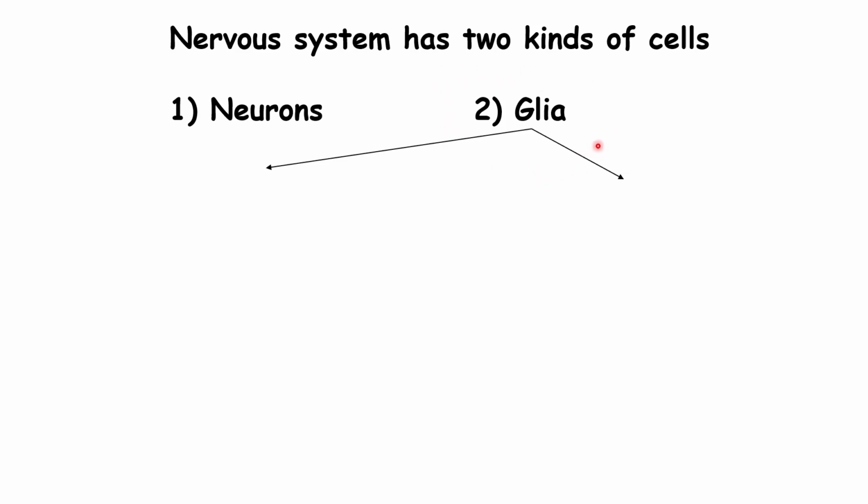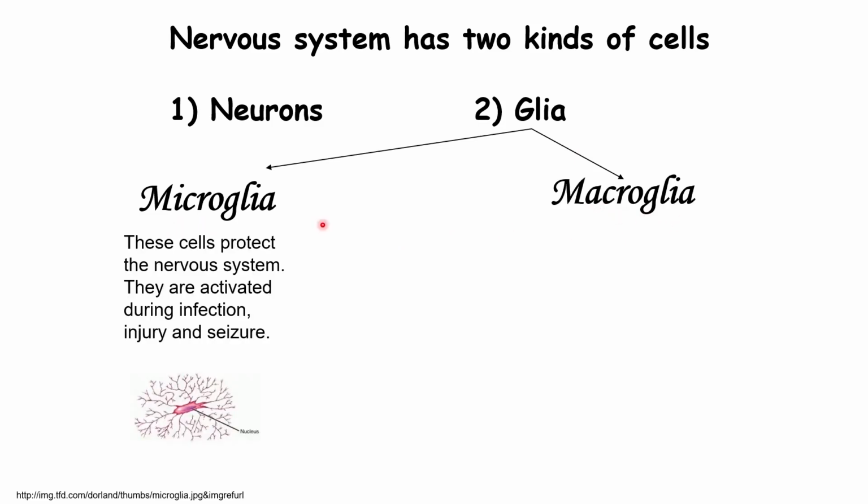The glia themselves can be divided into two broad categories depending on the size. So microglia are the smaller ones and macroglia are the bigger glial cells. Microglia are typically involved in protective functions of the nervous system. So they become activated if there is some kind of an infection or injury or seizure in the brain, and they protect the brain. And macroglia are further subdivided into different categories.